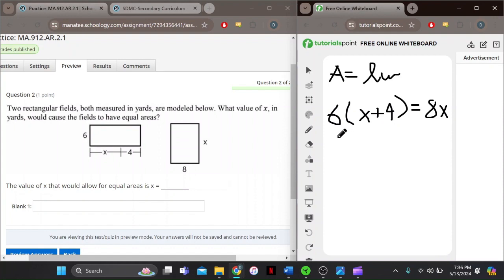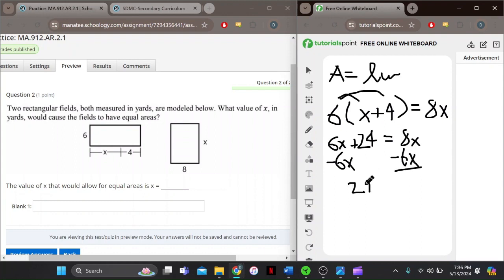Okay, so now we can just go ahead and distribute. We distribute, and we get 6x plus 24. 6 times x is 6x, 6 times 4 is 24, equals 8x. Now I need to combine like terms. So I'm going to subtract 6x from both sides. And we're left with just 24 equals 2x. Now, that's 2 times x, so we divide by 2, and we're left with 12 equals x. So x is 12.